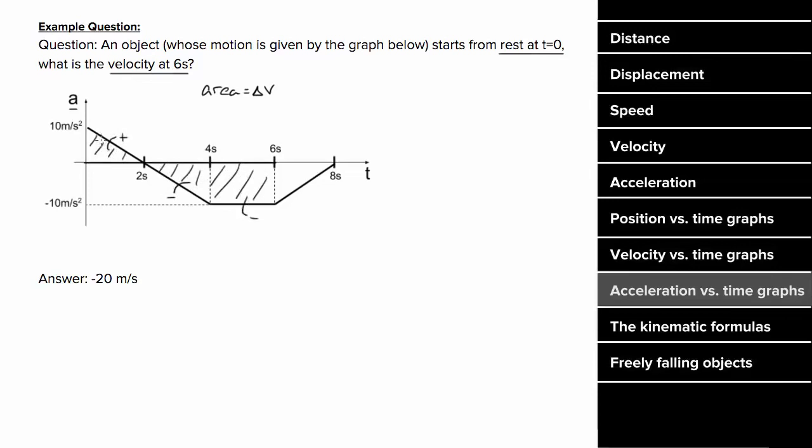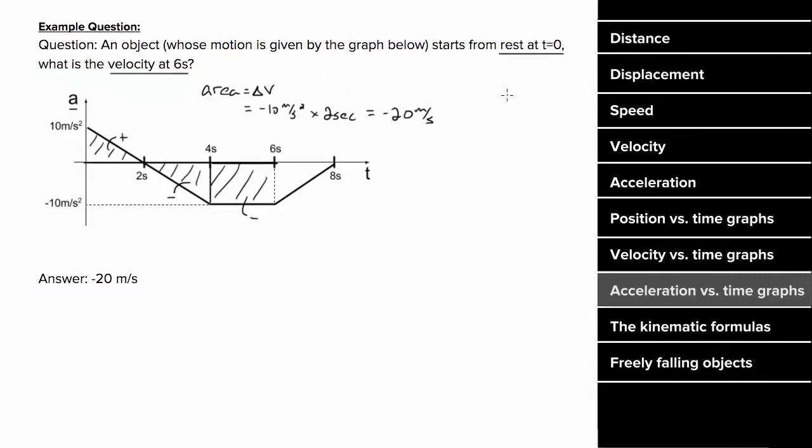But note that this first triangular area will cancel with this second triangular area since one is positive and the other is equally negative. And the only important area in this case is going to be this rectangle, which the height is -10 and the width is 2 seconds, which gives us -20 meters per second for the area, and that's also going to equal the change in velocity.